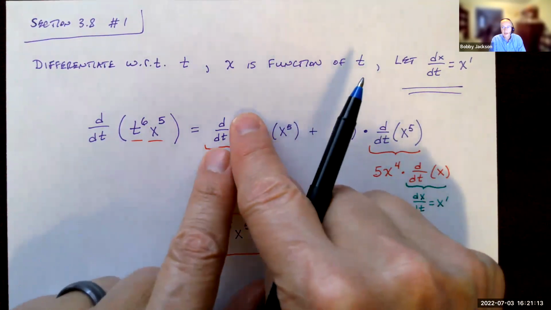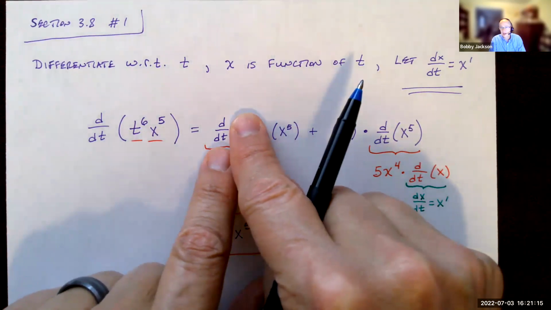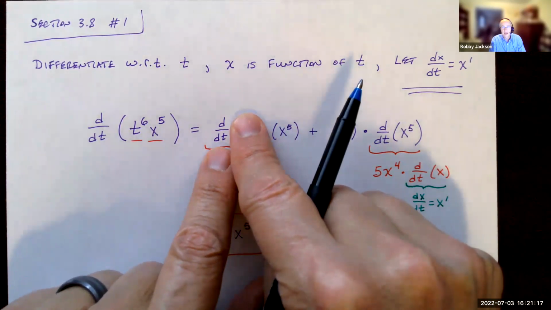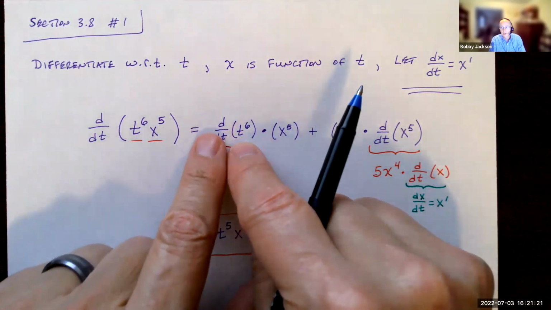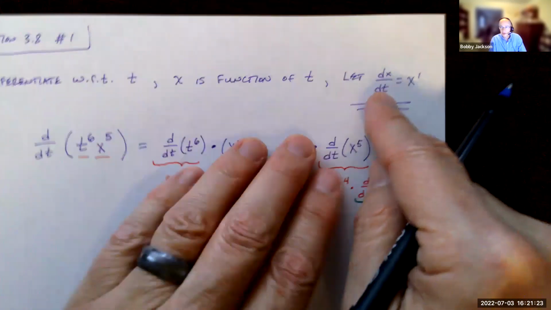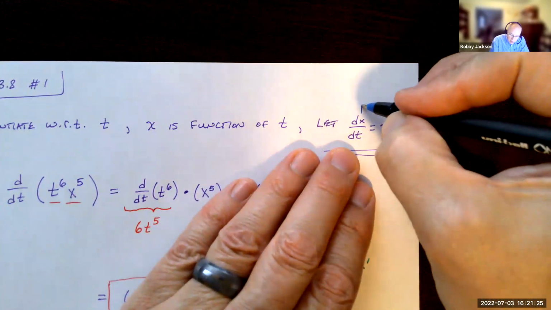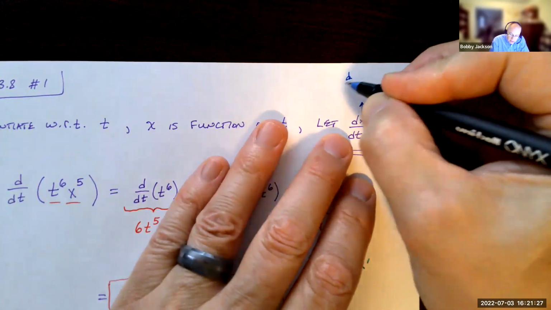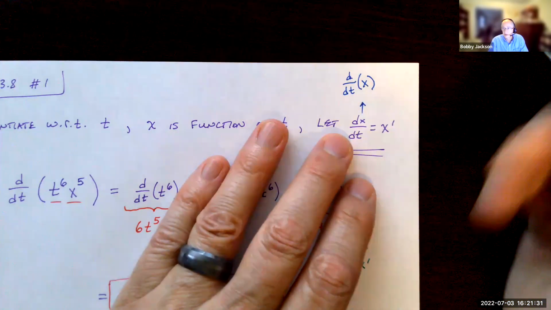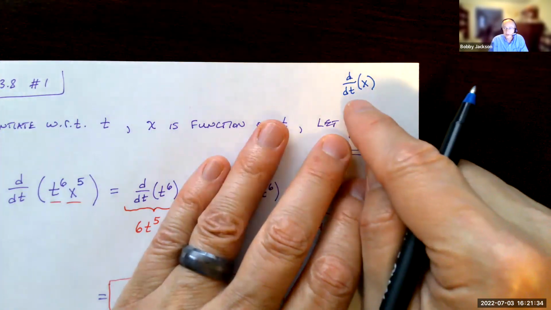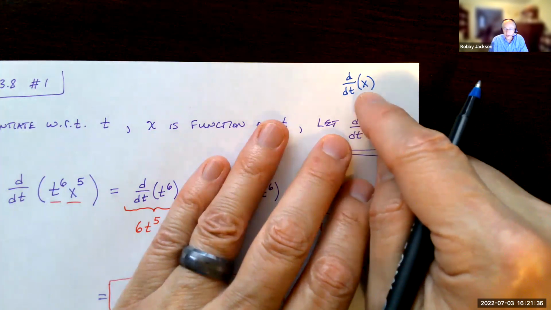Having that by itself is nonsense. You can't have this operator by itself. This has to operate on something. It's the derivative with respect to t of this expression. Notice that's different than dx dt. What exactly is dx dt, by the way? Dx dt is the derivative with respect to t of x. Right? This is the dx dt notation. We're finding the derivative with respect to t of x.